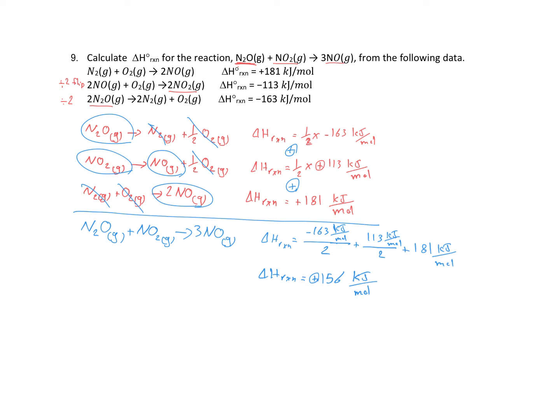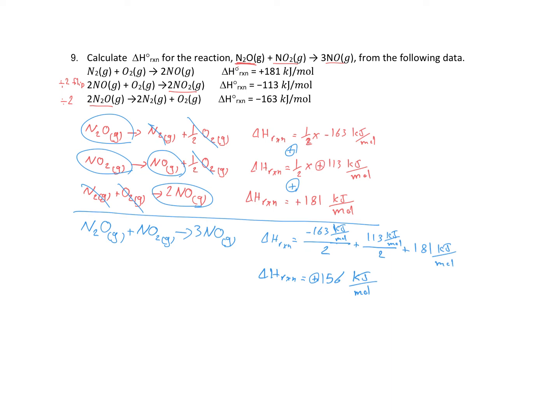The second compound is NO2, and if you search for it, it's in reaction number 2. It's on the product side, so we have to flip it. Also, we have 2 moles where we need 1 mole, so you flip it and divide it by 2. I rewrite it here and did the same thing with the delta H. So I divided by 2 and also changed the sign. It's a negative delta H, so I make it positive.